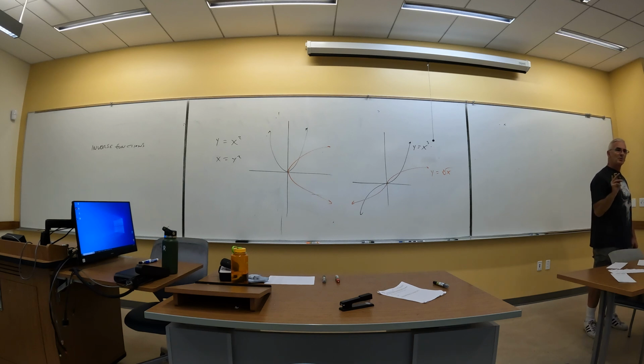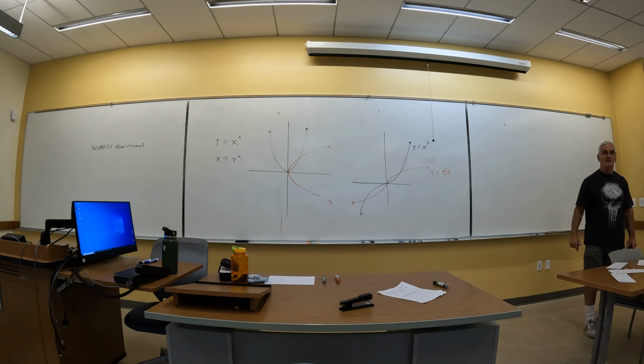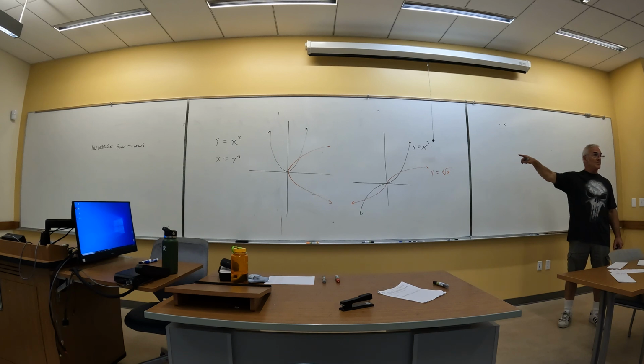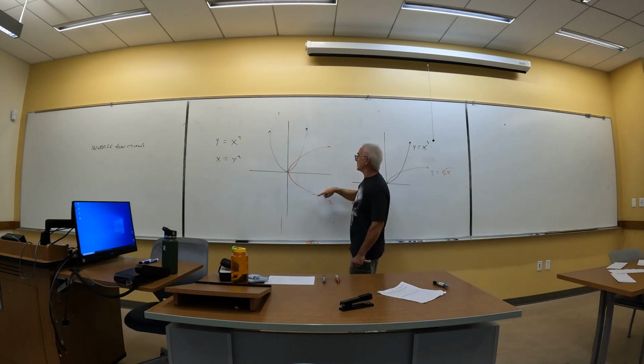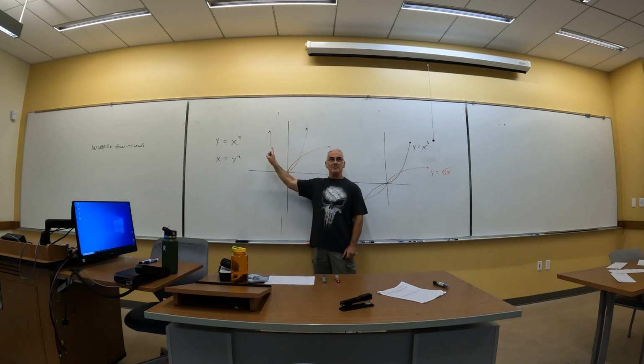If it is possible for me to draw a vertical line that passes through more than one point, it's not a function, because that means one input gives me multiple outputs. But y equal x squared is fine. Its inverse failed the vertical line test because the original function failed a horizontal line test.